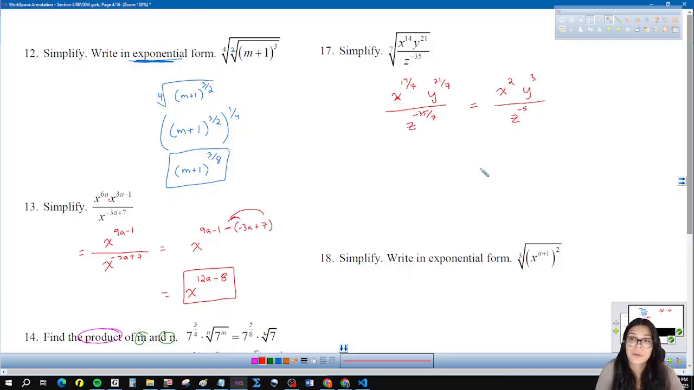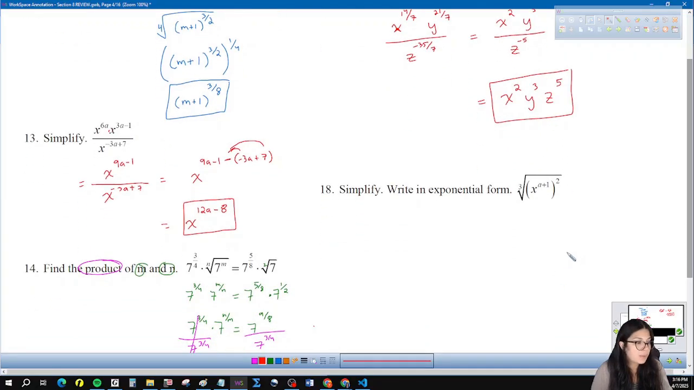Now, I would normally circle this, but remember, you can't have any negative powers. So I'm just going to change that z to the power negative 5 to z to the power positive 5, but I'm going to switch it from the denominator to the numerator. So my final answer would be x to the power of 2 times y to the power of 3 times z to the power of 5.